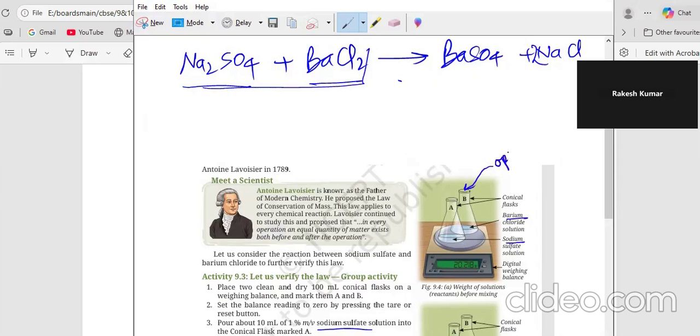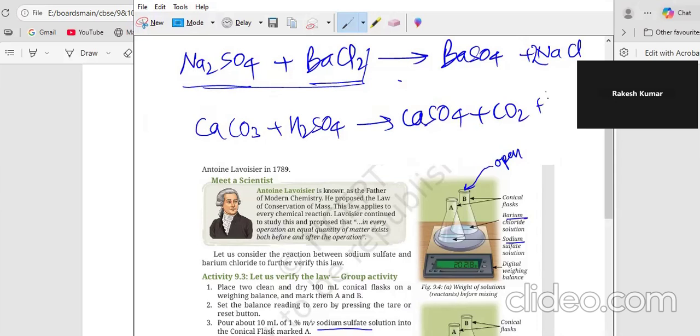It is open here. Now, if this is open, the only way mass can be conserved is if there is no gas. Otherwise, the gas will escape and the gas has mass. So if there is a reaction like CaCO3 plus H2SO4 to give you CaSO4 plus CO2 plus H2O, then what will happen? You can't do this because this gas will escape and the mass of the product will not be equal to the mass of reactant.